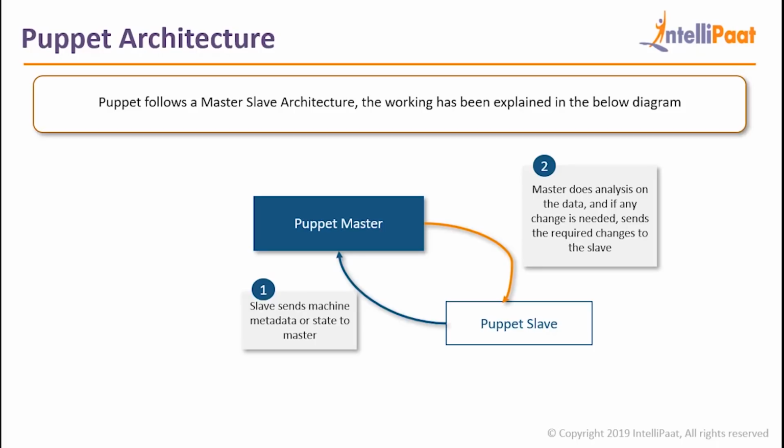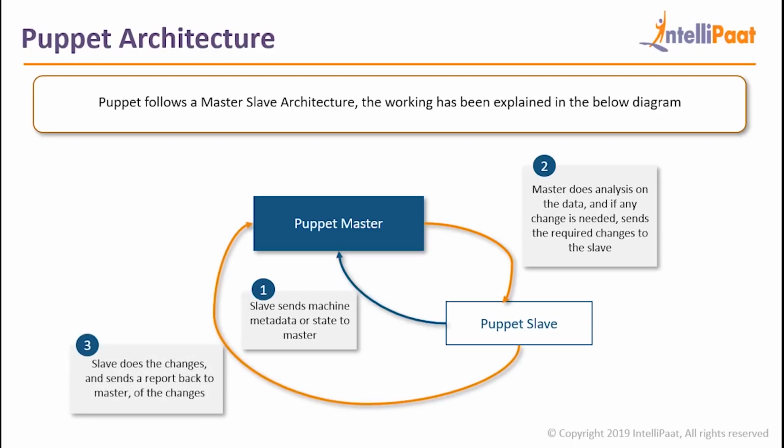And once it installs everything, it sends back a report to the master saying that everything has been installed. Please check whether your requirements are now being met with my state or my metadata, which I'm sending to you, right? So in the third and final step, the master checks whether all the state is matching with what the requirements have been specified in its manifests, right? So this is the 3-step working of how the Puppet master and slave interact when there is a change which is supposed to happen on the slave.